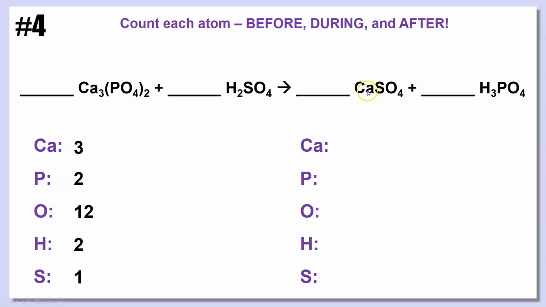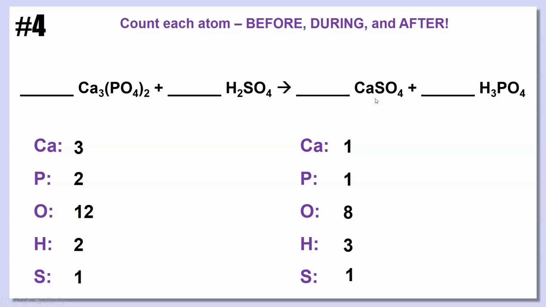On this side, you have 1 calcium. You have 1 phosphorus. 4 plus 4 oxygens, you got 8. And you have 3 hydrogens and 1 sulfur.